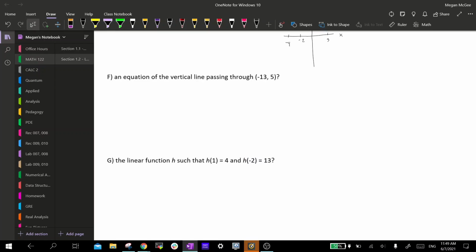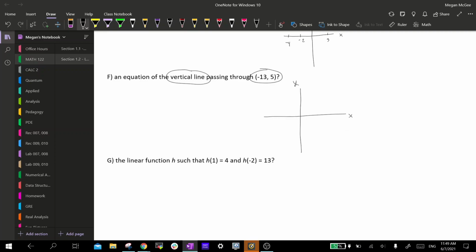So for f, we have a vertical line passing through a point. Again, we're given a point, and we're not given any information about the slope directly, but we're told we have a vertical line. And that's the one where if you try to ski on it, you're just going to fall down. So, we have a vertical line.